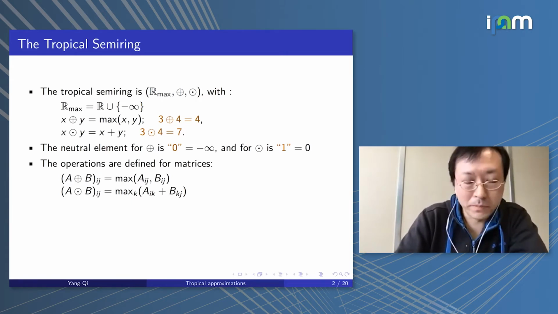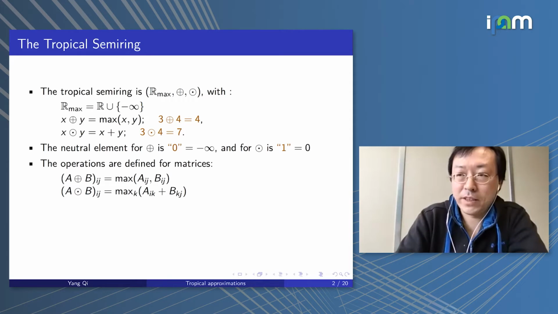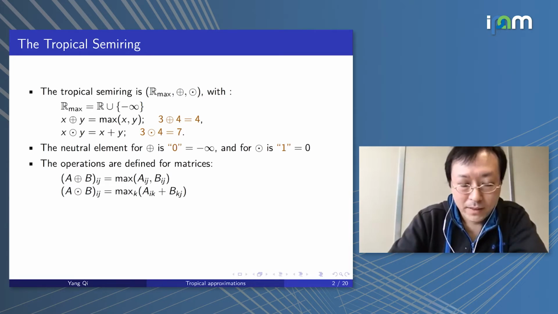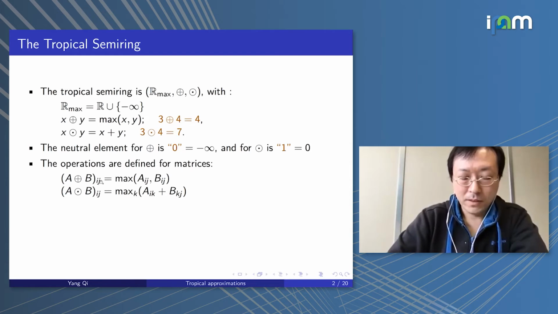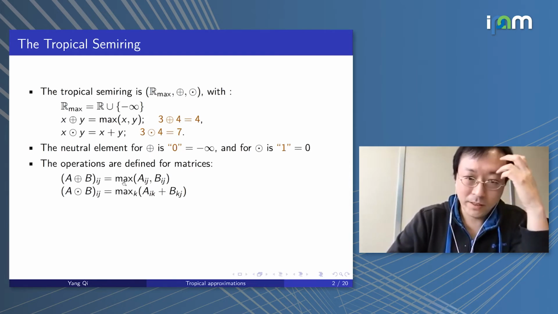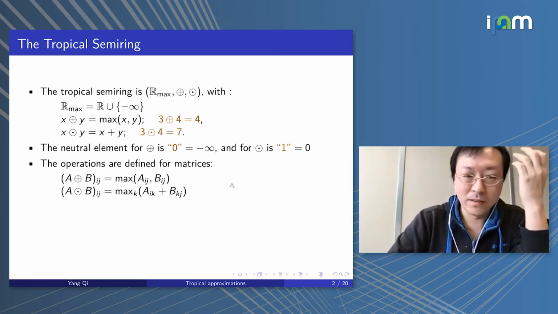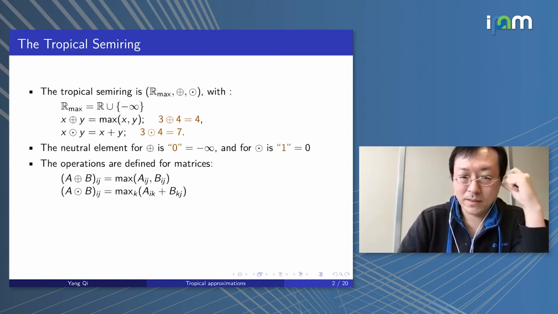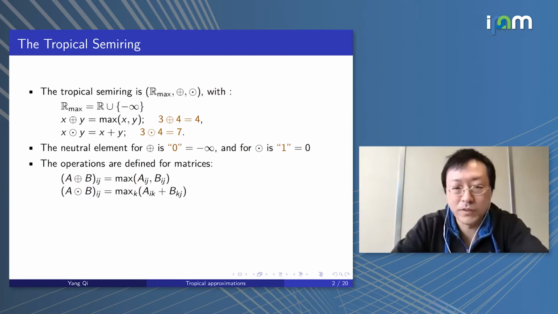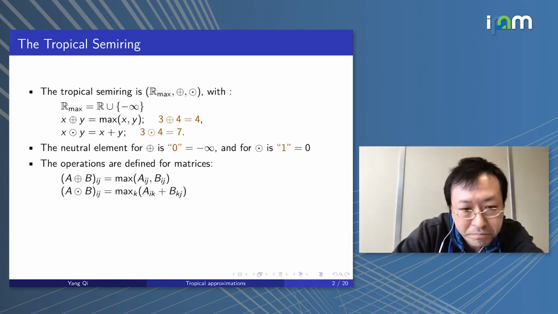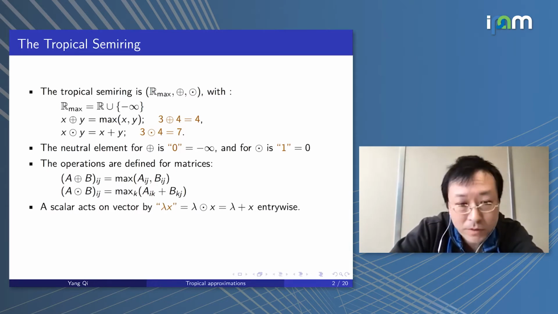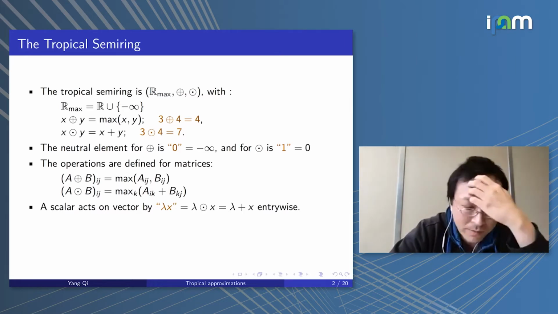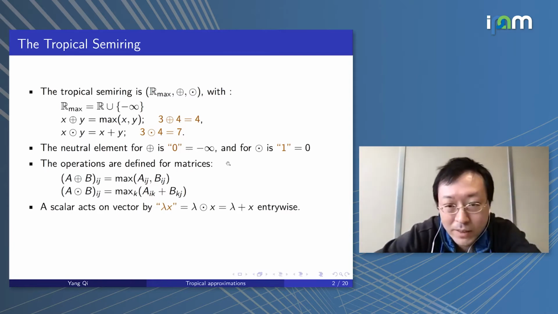Okay, similarly, we can define operations for tropical matrices. Here, a tropical matrix means every entry is taken from the tropical semiring R max. So the ij-th entry of A plus B is just the maximum of Aij and Bij, and the product of A and B is the maximum over all k of Aik plus Bkj. We can also study the scalar action. For example, lambda acting on a vector V is just adding the scalar lambda to each entry of this vector.